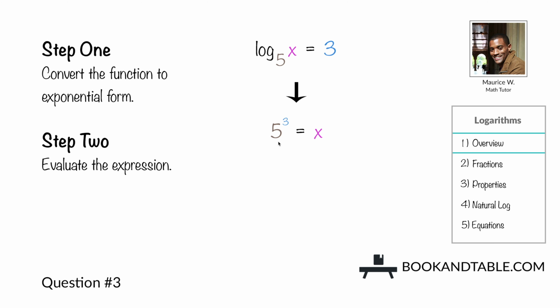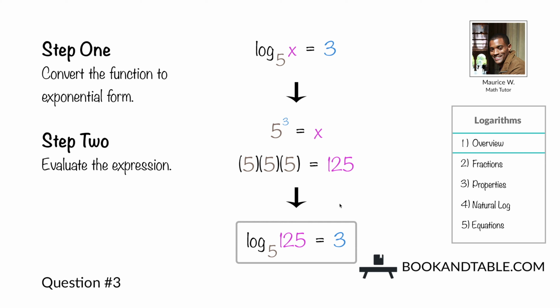And now step 2, we want to evaluate the expression 5 to a power of 3. So we multiply the base 5 times itself 3 times, showing us 5 times 5 is 25, and 25 times 5 is equal to 125. So we find that the argument x is equal to 125, letting us know that the log of base 5 of 125 is equal to 3.